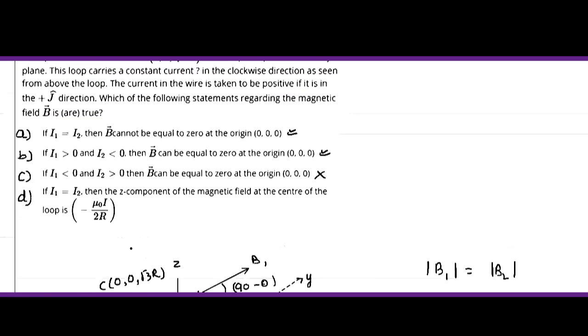If we check our options, it is given as minus mu naught I divided by 2r. So this is correct, minus due to the negative direction. So this is also correct. So what are the correct options in this case? The correct options are A, B and D. So hope you have understood the solution.